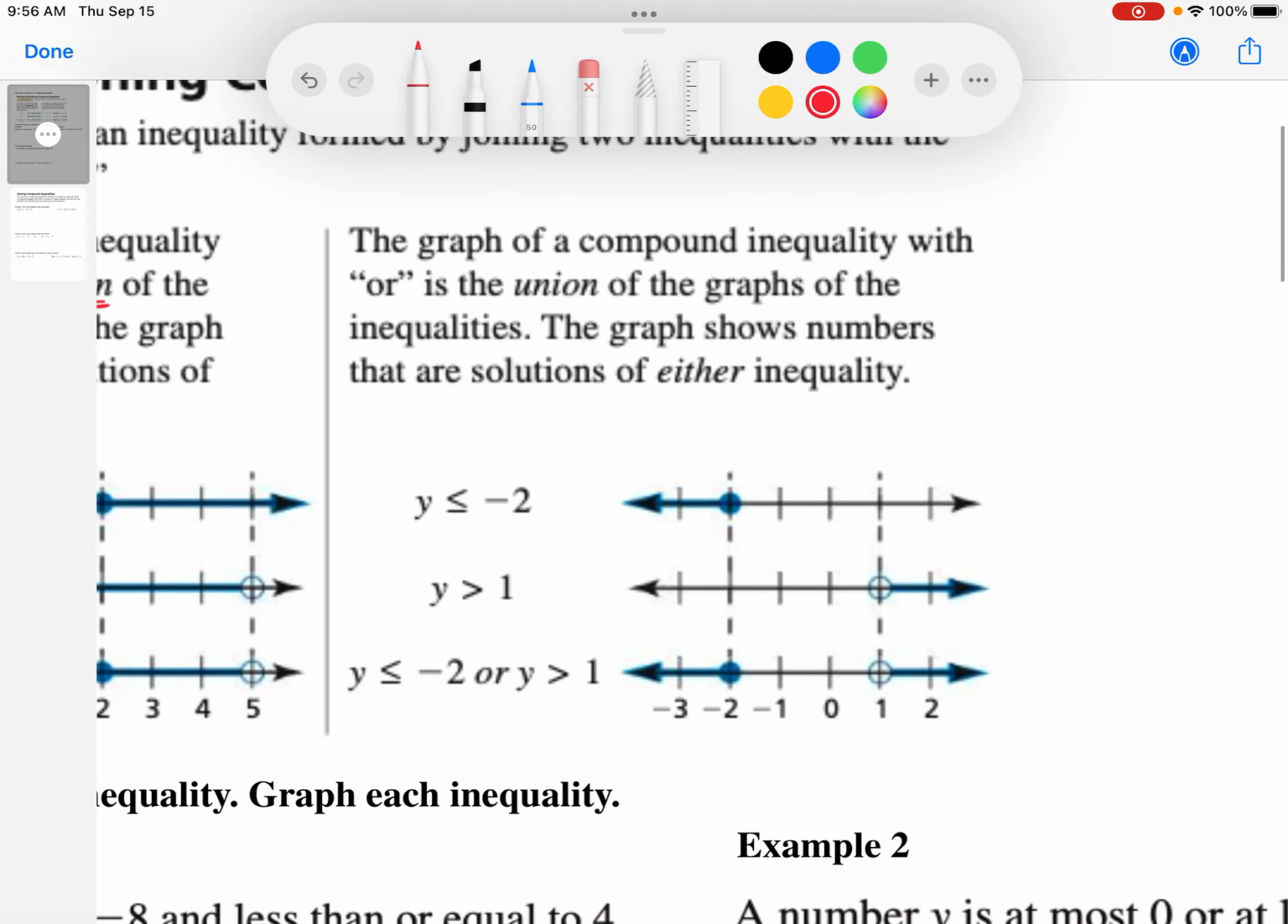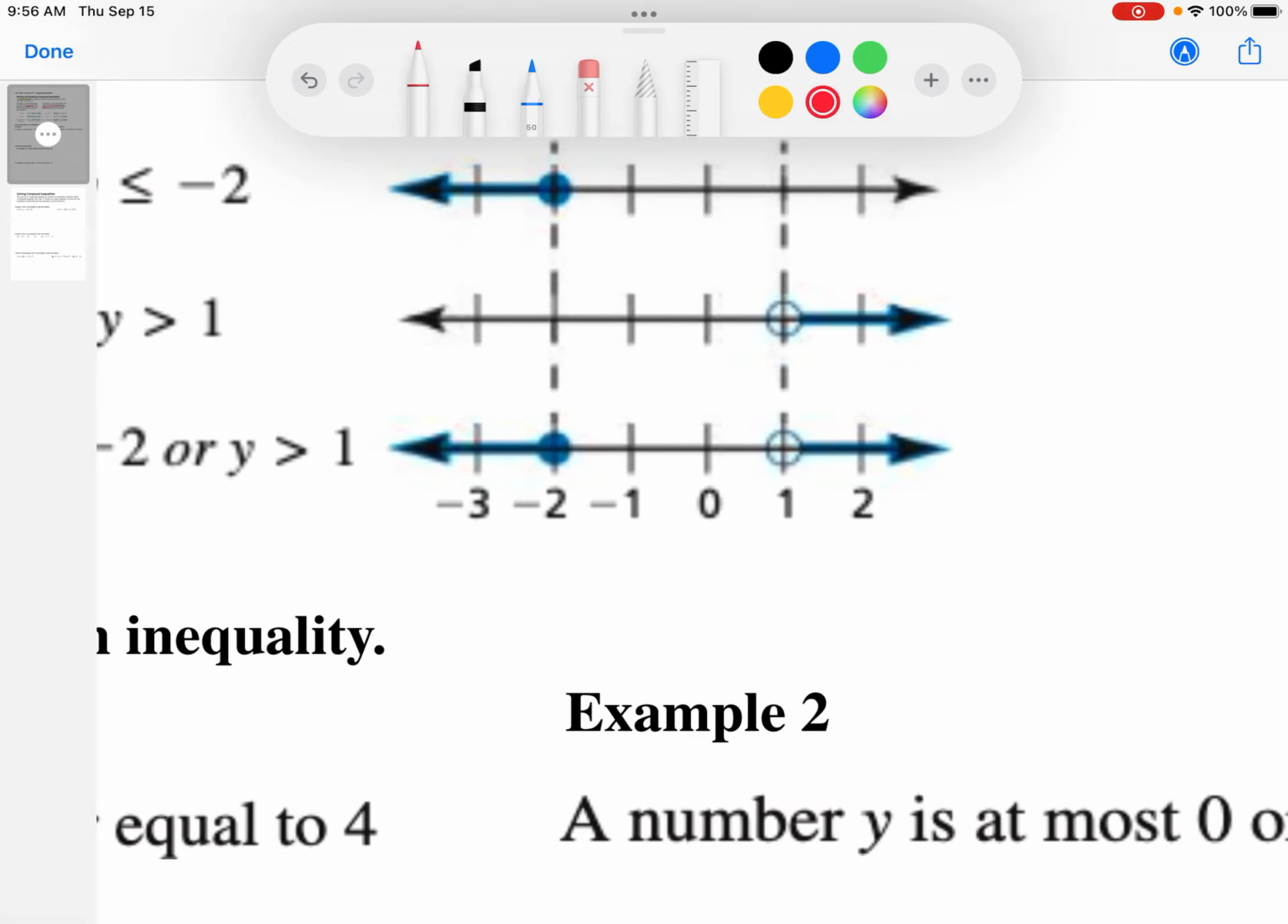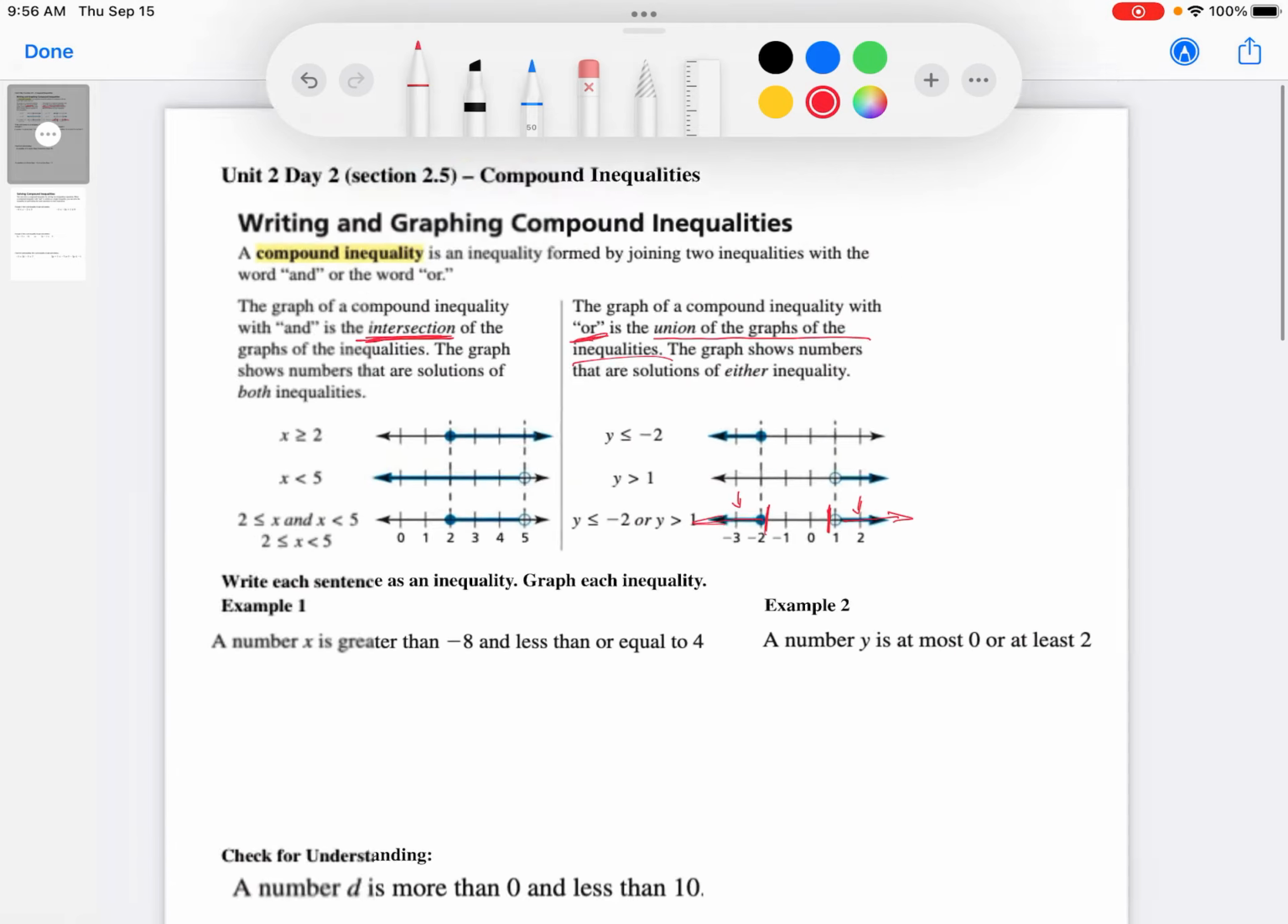The other kind we're going to look at today are compound inequalities that have the word or, and these kinds are the union of the graphs of the inequalities. And what they mean is that, generally speaking, you have two lines that are going away from each other, and as long as a number meets either of those qualifications, it can be a solution. So if a number is less than or equal to -2, it could be a solution, or if it's greater than 1, it could be a solution, and then anything that falls in this gap right here would not be a solution.